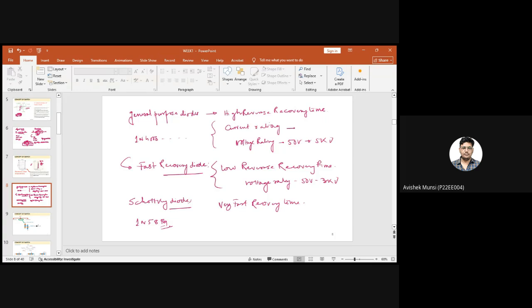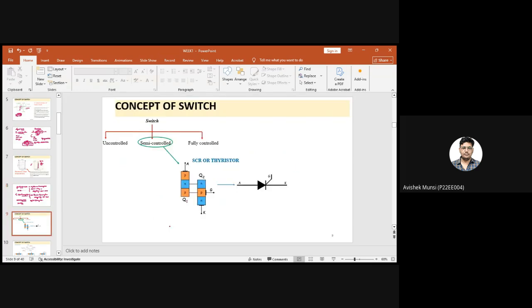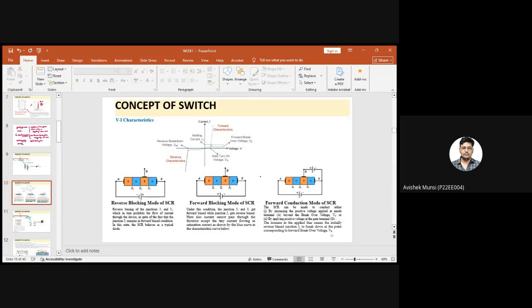Okay. Next is semi-controlled switch. In case of semi-controlled switch, the example is the silicon controlled rectifier or thyristor, because here in a silicon controlled rectifier, we can switch it on, but we cannot turn it off by ourselves. If we give a voltage greater than the gate turn-on voltage, then the SCR will turn on, but it will not turn off. So you have to turn it off by means of some processes called commutation techniques.